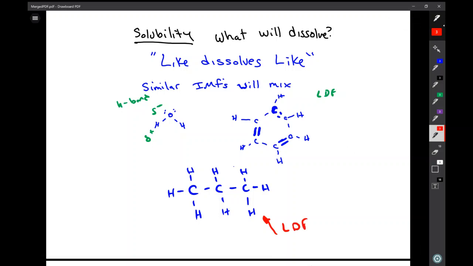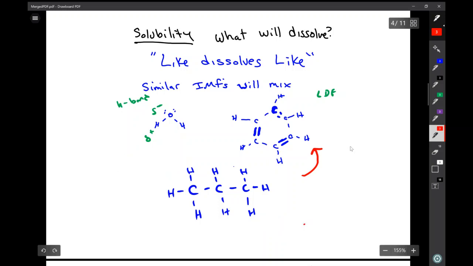So what do you think will dissolve this? What do you think it'll mix with? Yeah, it'll mix with the benzene. Okay, they're both carbon and hydrogen compounds, so it's similar in structure, similar in properties. They're both London dispersion forces, so they'll mix together well. Water molecules, with those positive ends and negative ends, don't have anything to attach to on this propane molecule, so it's not going to work. So propane would dissolve in the benzene, but not the water.